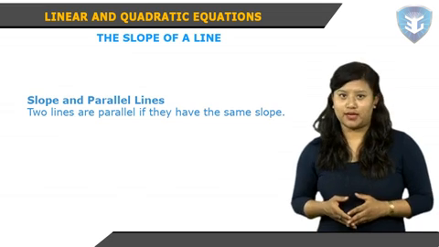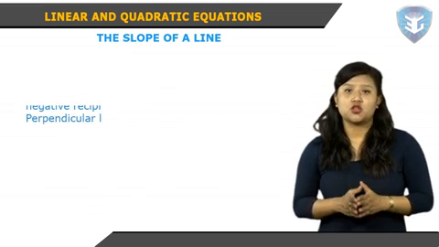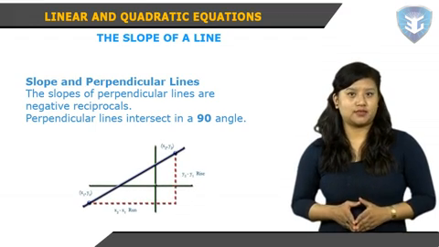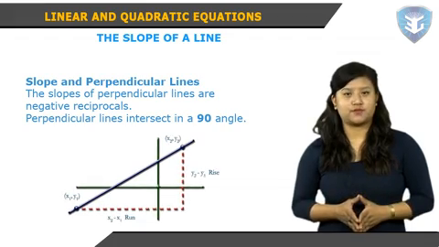Slope and parallel lines: two lines are parallel if they have the same slope. Slope and perpendicular lines: the slopes of perpendicular lines are negative reciprocals.